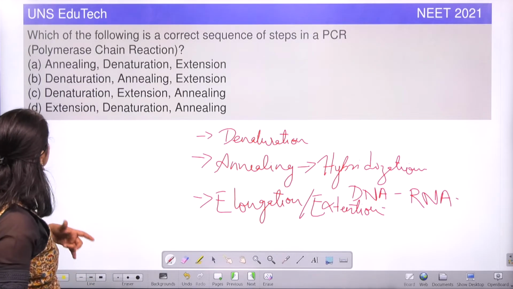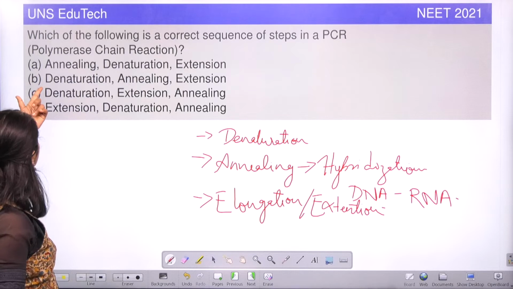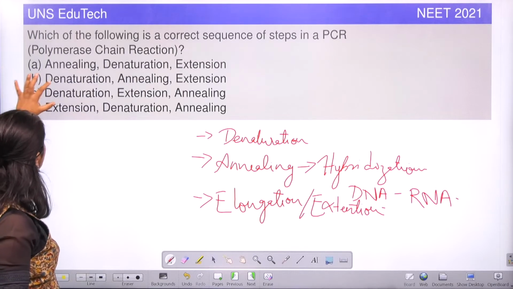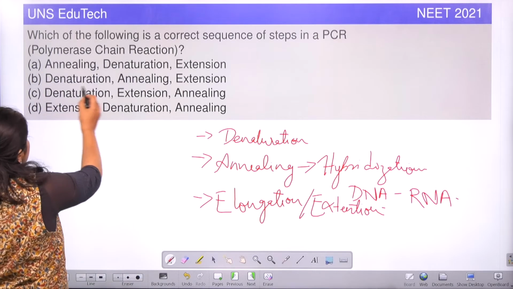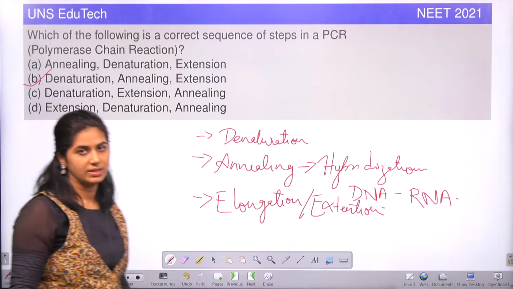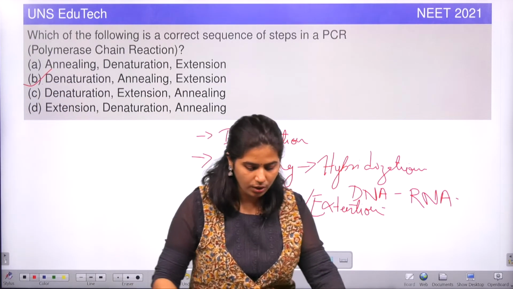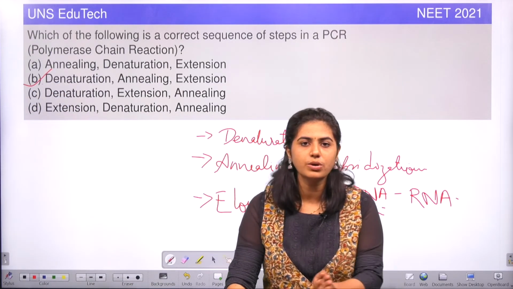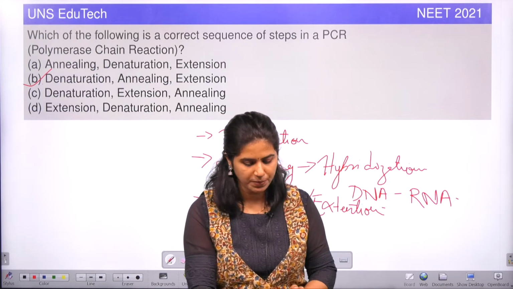So let's check which is the option here. Here there are only two options which start with denaturation, annealing, extension. So option B is the answer, right? Now before stopping, let's go through 2-3 more questions which are related to PCR.